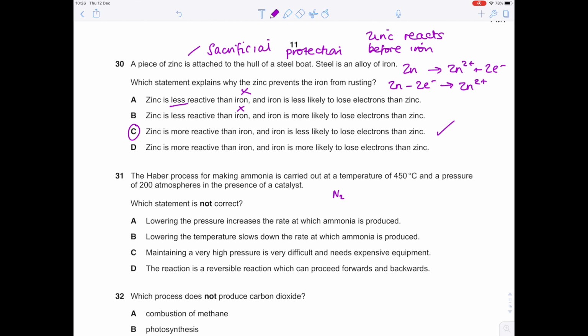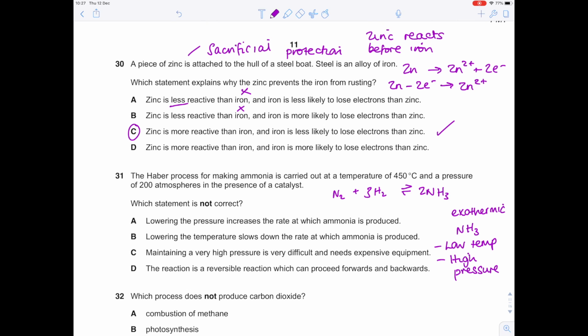So remember, this is our equation for the Haber process. So reversible reaction produces ammonia. Notice that the forward reaction is exothermic. So to favour ammonia production, we need a low temperature and a high pressure. So which statement is not correct?